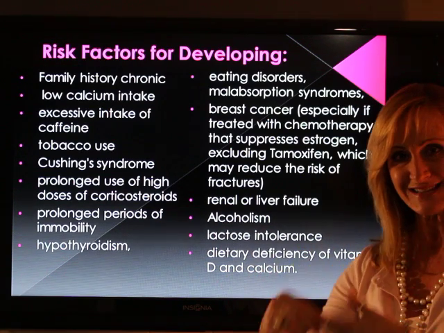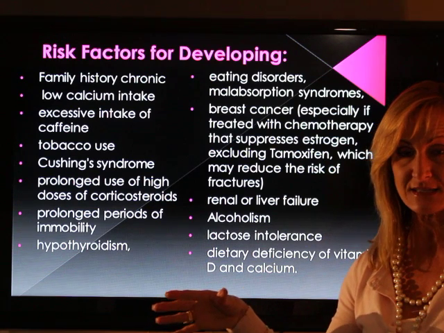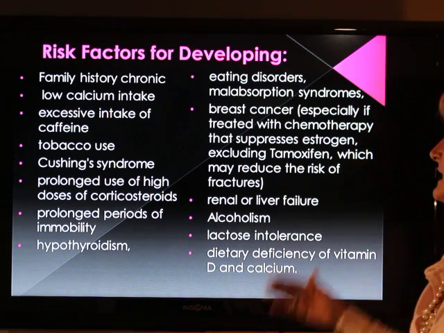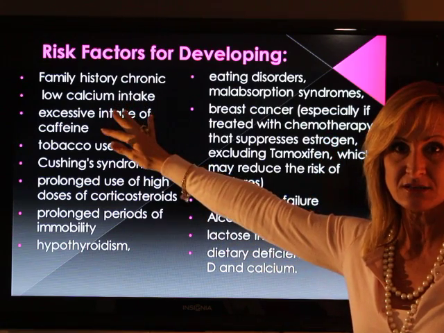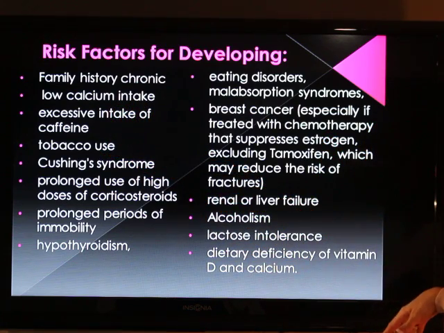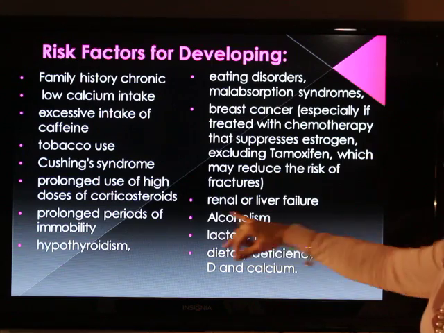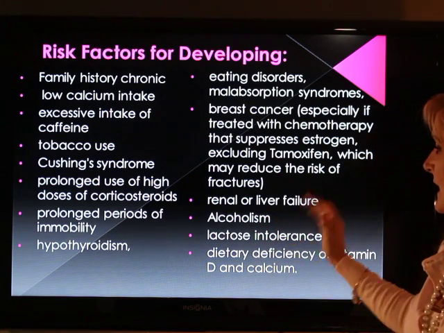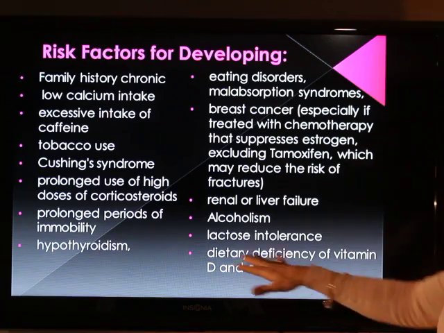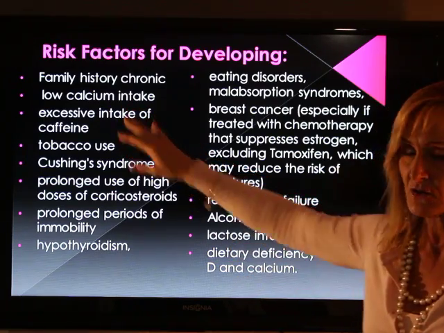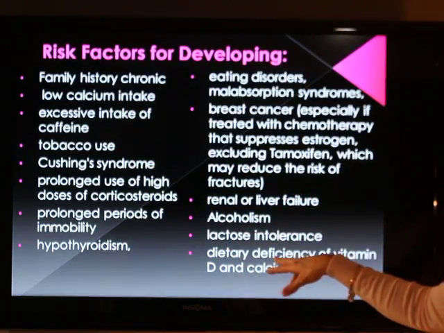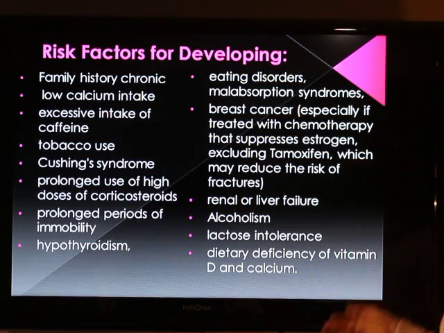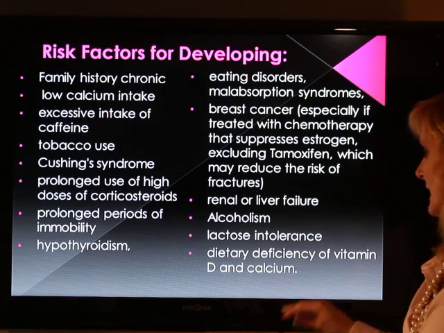You're going to do bone density scans, really a great scan now, an easy scan to figure out if somebody's got osteoporosis. And you're going to want to start doing things like we already talked about to prevent that from happening in the first place. Renal or liver failure is going to lead to osteoporosis, alcoholism, people who are lactose intolerant, that kind of goes back to the low calcium intake. And people who just have deficiencies in their diet, especially of vitamin D and calcium.